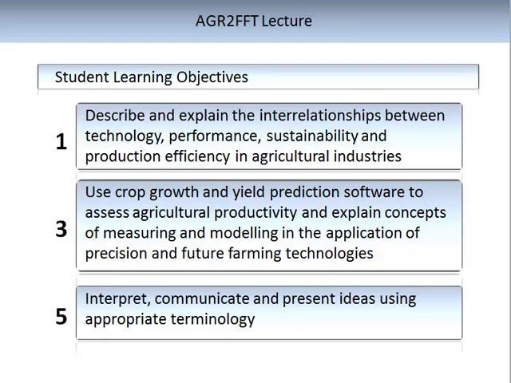In this topic we will be covering the following learning objectives. Learning outcome 1: models enable us to understand the interrelationships between technology, performance, sustainability and production efficiency in agricultural industries. Learning outcome number 3 is specifically geared around the use of models, that is, to use crop model and yield production software to assess agricultural productivity.